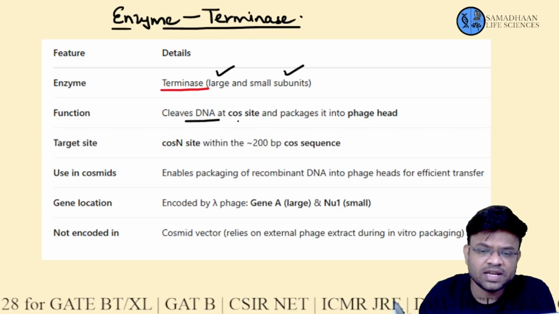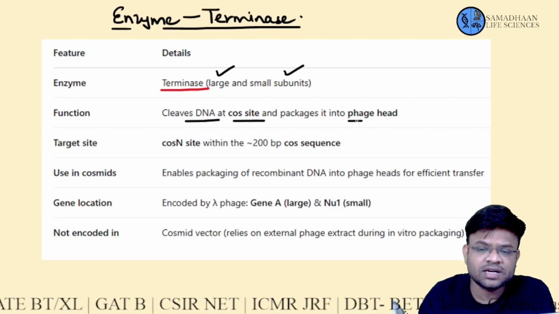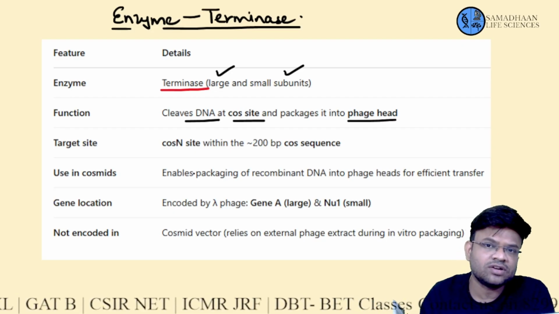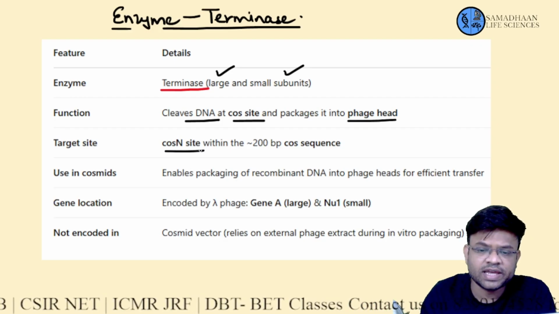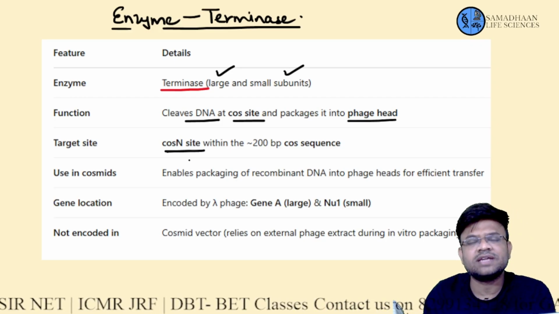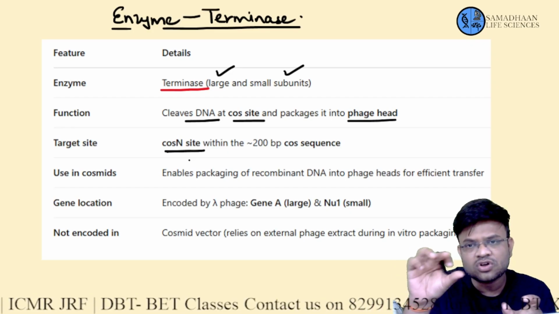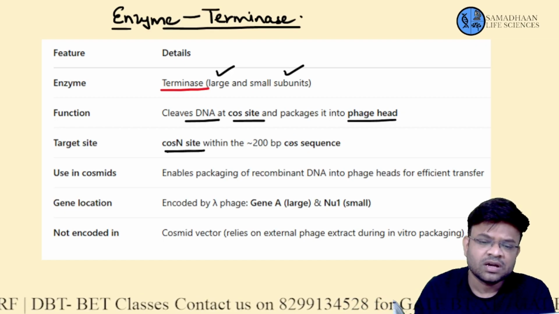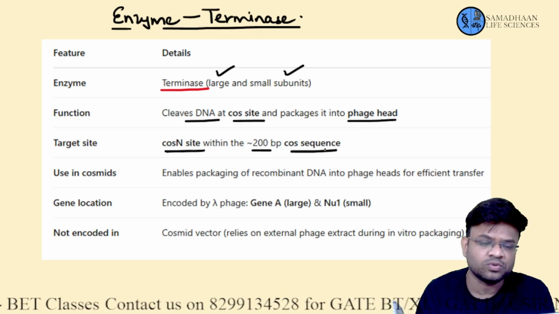It cleaves DNA at the COS site, as I have already told you, and helps in packaging the DNA into the phage head. Next, what is the target site of this terminase enzyme? The target site is the COS N site. Understand this, that the COS N site is present inside the COS region or COS site only. So COS N is a particular region. It is present within the 200 base pair COS sequence, as I have already told you.